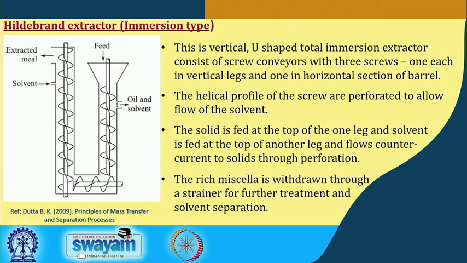Then the immersion type Hildebrand extractor, you can see in this figure. This is a vertical U-shaped total immersion extractor. It consists of screw conveyors with 3 screws, that is, one vertical and another horizontal, along with the supporting legs in the barrel. The helical profile of the screws are perforated to allow flow of the solvent.